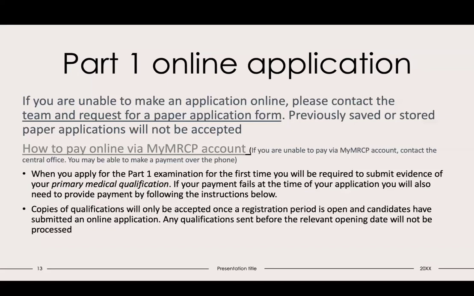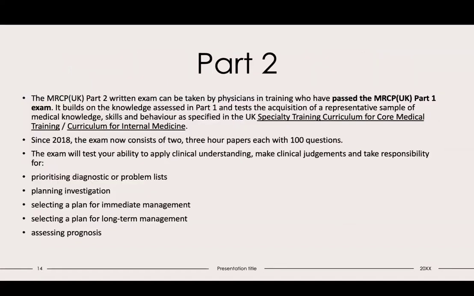So, online application. If you are unable to make this application, you can obviously contact the team and request a paper application form. You can only apply for the first time for the Part 1 exam. You are required to submit evidence of your primary medical qualification, of course, and copies of qualifications will only be accepted once a registration period is open and candidates have submitted an online application. These are very important.